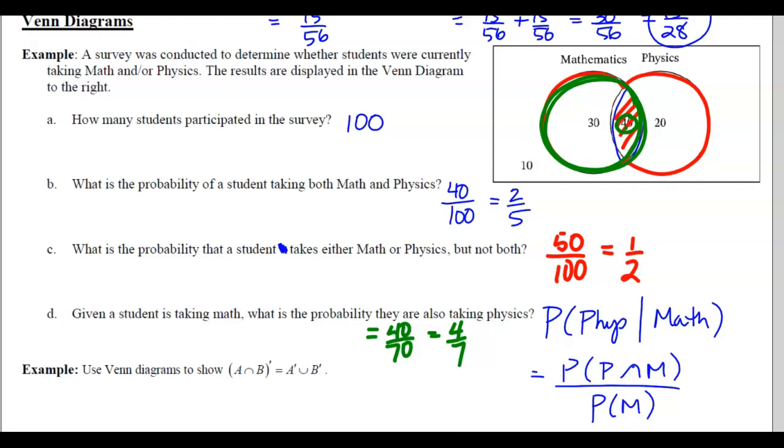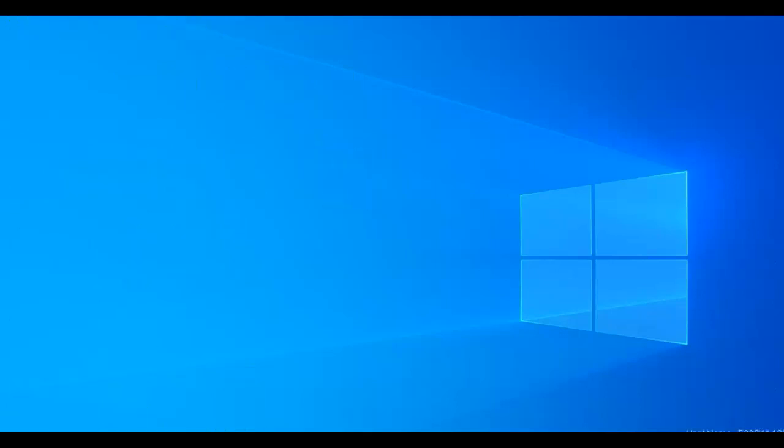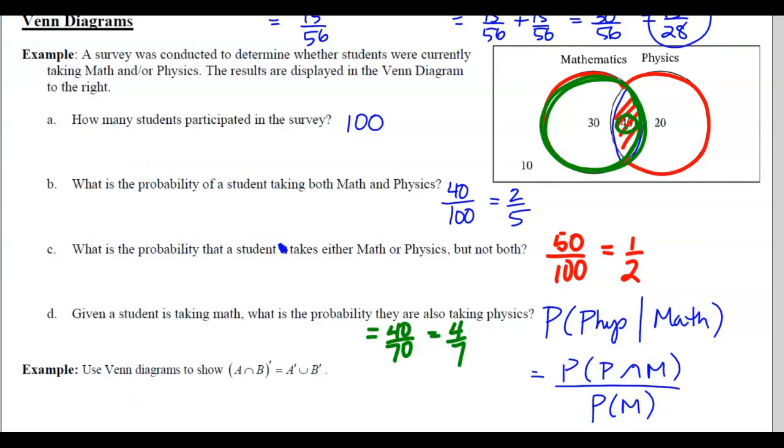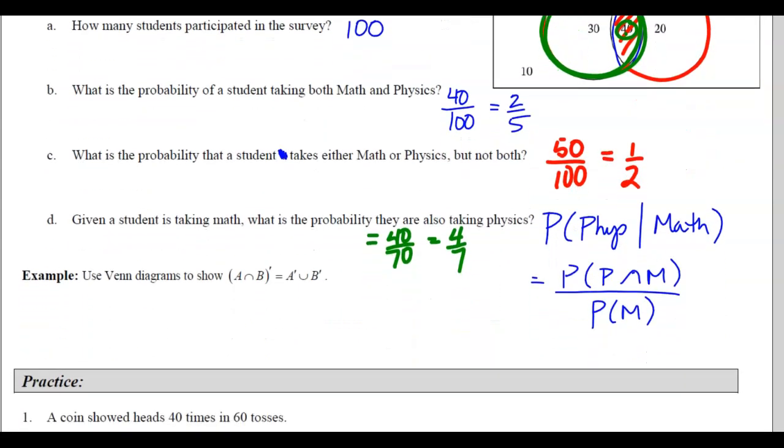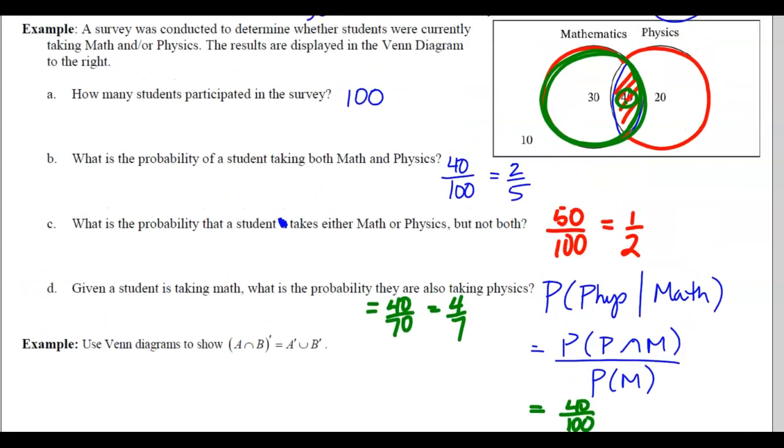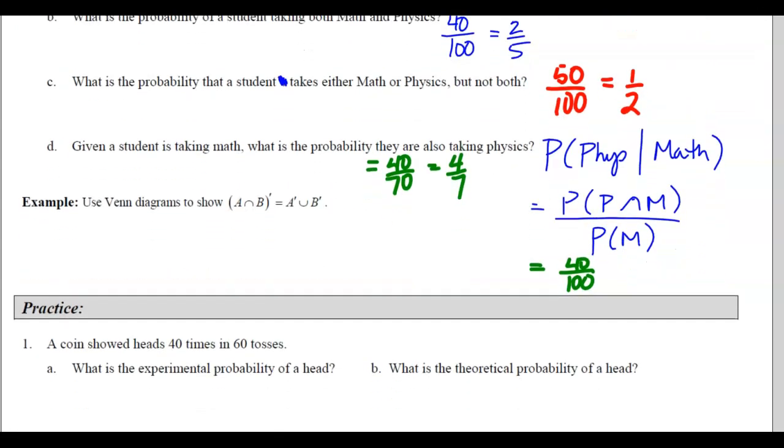Now, if you use the formula, then the intersection of physics and math is 40 out of 100 if we're dealing with probabilities. The probability of math is 30 plus 40 is 70 out of 100. You simplify that, the hundreds divide out, you get 40 out of 70, which is 4 sevenths. So you get the same thing. You can use the formula, but if you've got a Venn diagram, just go to what that given statement is, given that they take math.